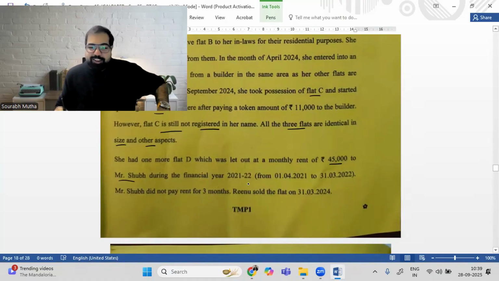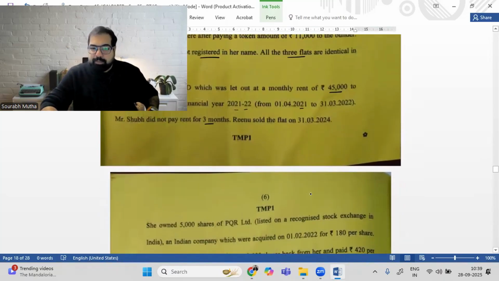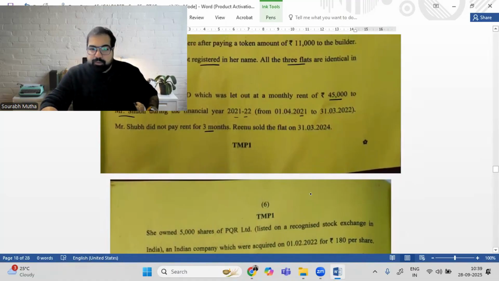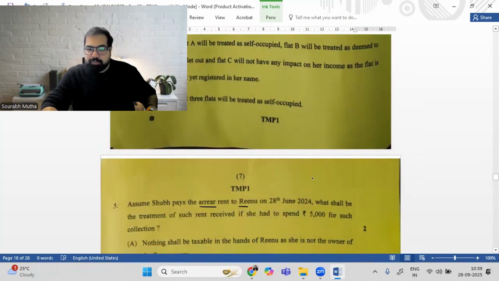She's very rich. During the financial year 21-22, Mr. Shipik did not pay rent for 3 months. So 45,000 into 3 months is unrealized rent. Renu sold the flat on 31st March 2024. Now, guys, is he paying arrears of rent? Renu sold the flat. Have they given? Yes. This is a question.